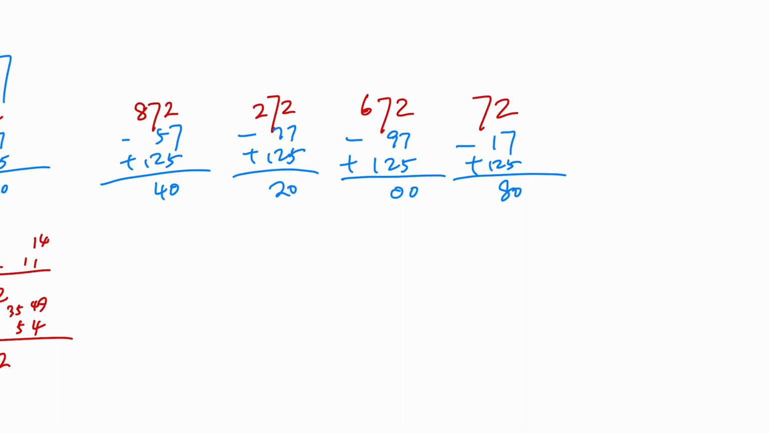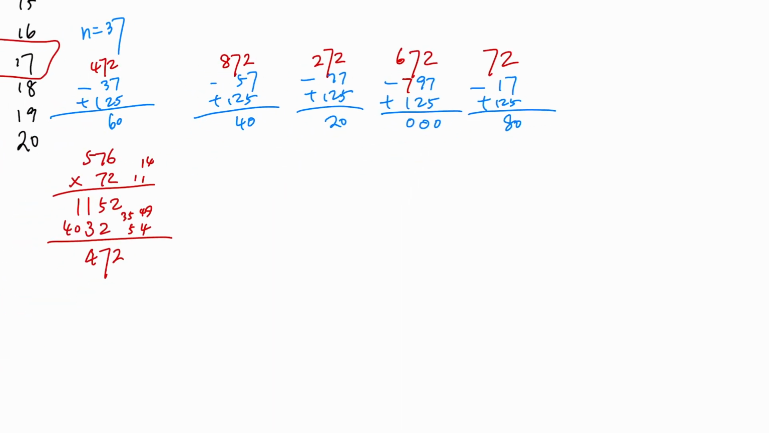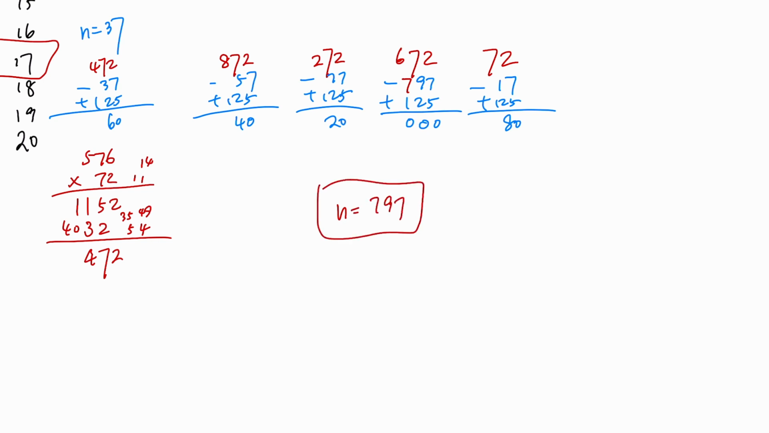So this actually works, and we want this to be 0 again, meaning that we need this 6 minus something plus this 1. We want that to give us a 0. And before, actually, everything cancels out, so no carries. So here we just need a 7, meaning that our answer is n equals 797. And that's the end of this problem.